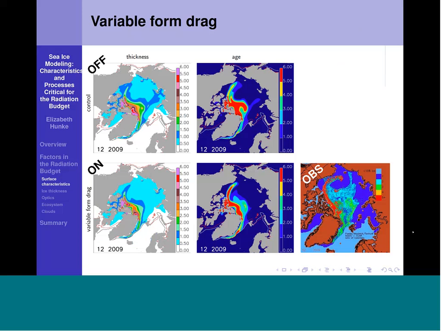So here's an example using the form drag parameterization. The control run is on the top with the form drag turned off. It's turned on in the lower plots, and in that case, the thicker ice near Greenland is more heavily ridged. So the drag coefficients there are larger, and that ice moves around the Beaufort Gyre toward Alaska.